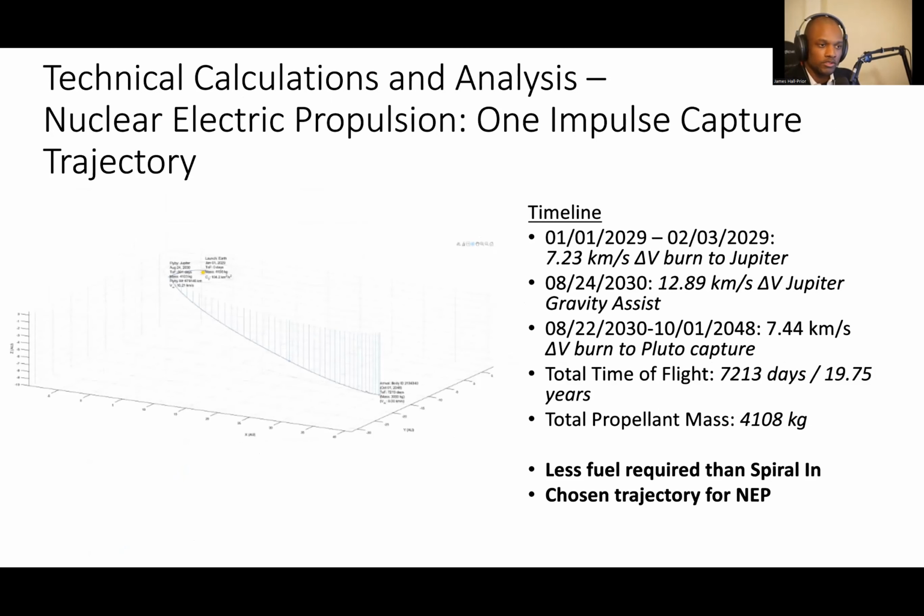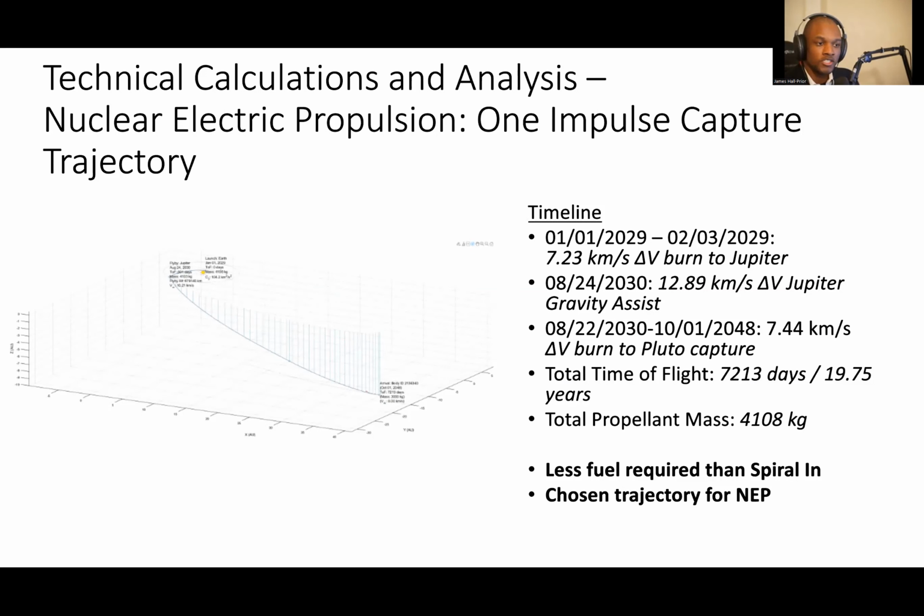For the one impulse, for this trajectory, the dates are very similar to the spiral in for the departure of Earth and the arrival of Jupiter and Pluto. However, although those dates are close, it does reduce the total mission time of flight by a week because it does not have to do the spiral in maneuver. Also because of the lack of the spiral maneuver, it saves about 75 kilograms worth of fuel.